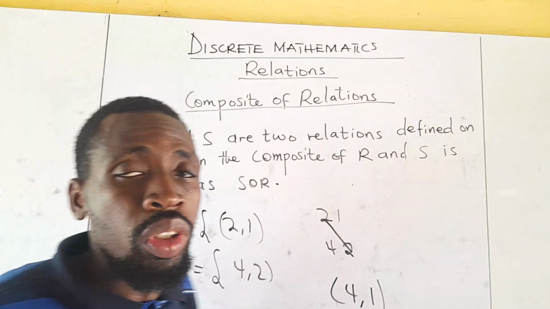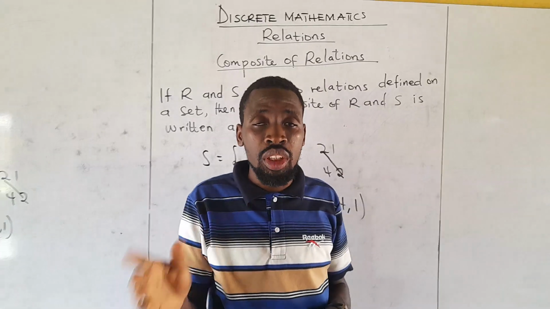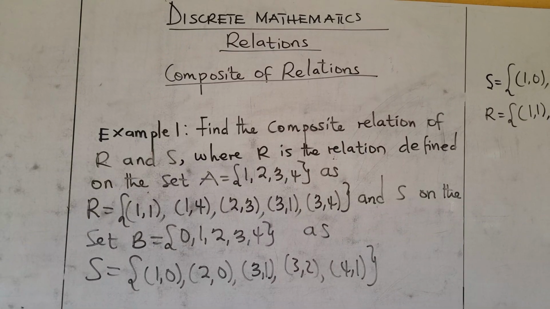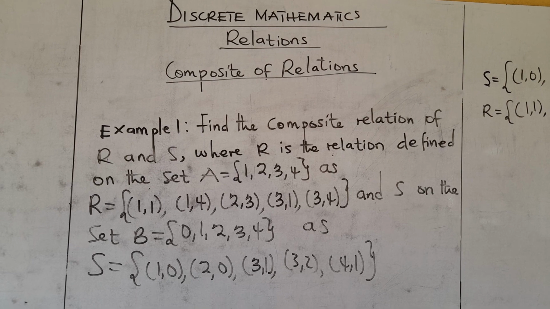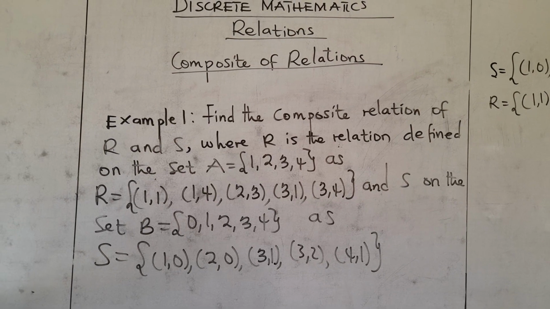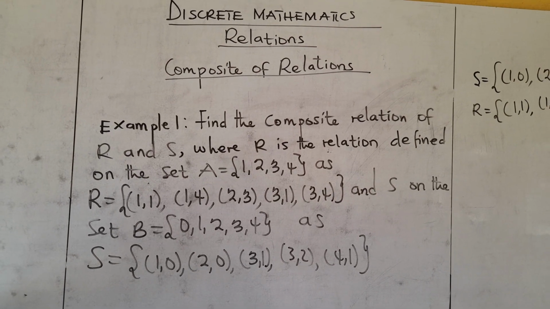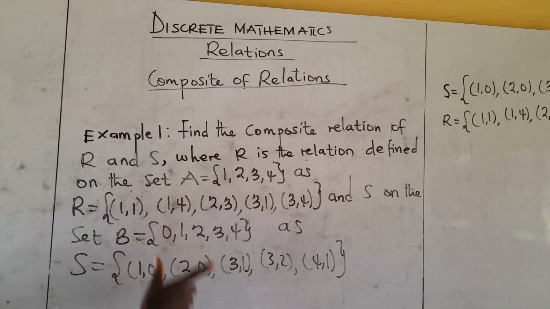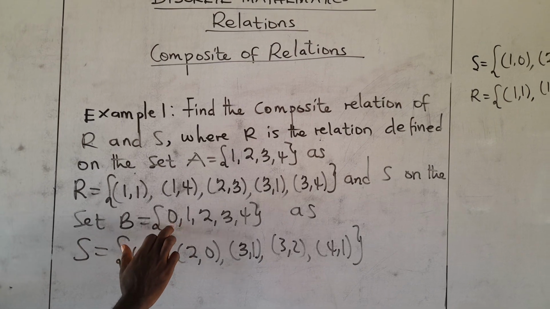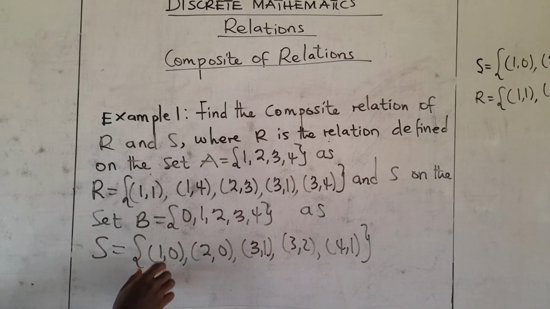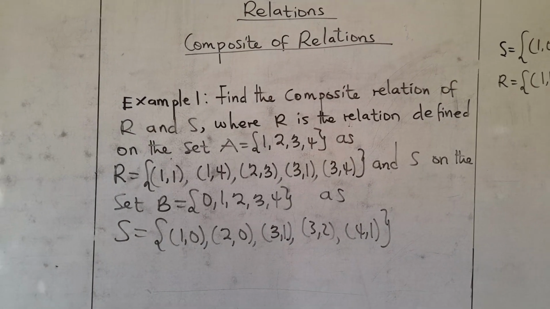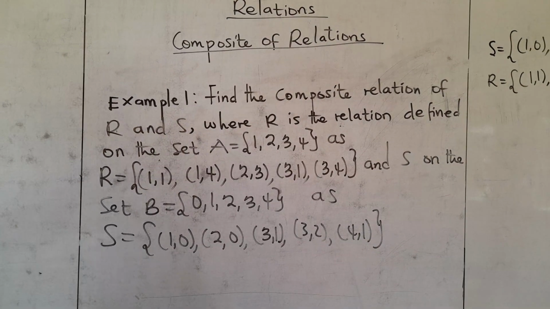So now we'll take some sample questions and see how we can find the composite relations of two relations defined on a particular set. So let's look at our first example. Find the composite relation of R and S, where R is the relation defined on the set A equal to {1, 2, 3, 4} as R with the ordered pairs (1, 1), (1, 4), (2, 3), (3, 1), and (3, 4). And S on the set B, which contains the numbers 0, 1, 2, 3, 4, as (1, 0), (2, 0), (3, 1), (3, 2), and (4, 1). We should find the composite relation of R and S.